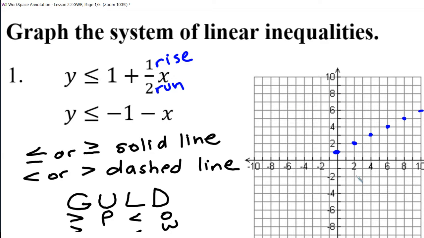What's the opposite of up 1, right 2? Down 1, left 2, down 1, left 2. Do not connect the points yet, just put the points. Now, because of the inequality, we have to decide whether the line will be solid or dashed. If it's equal to, it's going to be solid. So go ahead, connect those points with a solid line, and put your arrow showing it keeps going.